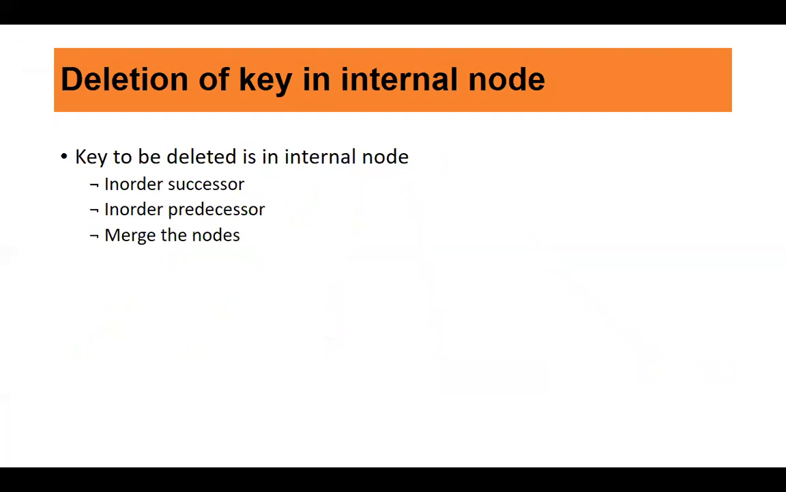Now let us look at deletion of a key in an internal node. The previous slide spoke about deletion of a key in a leaf node. Now let us look at the internal nodes. Internal nodes are the nodes which are in between the root and leaf nodes. Now again here, a key to be deleted, if it is in an internal node, can be replaced by its in-order successor or by its in-order predecessor. If there are not sufficient keys in the in-order successor and in-order predecessor, then the last option is to merge the nodes. Fine.